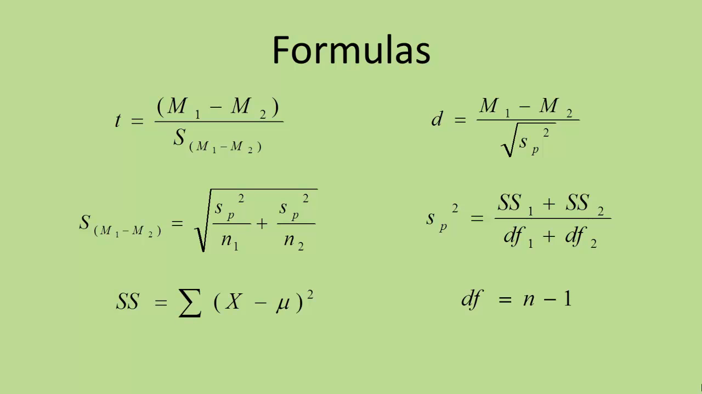And to know the pooled variance, we have a formula for that, and you need the sum of squares and the degrees of freedom. And we have a formula for the sum of squares and a formula for the degrees of freedom. So we have all the formulas that we need to calculate our t. And if you're wondering what that d is, it's Cohen's d, the measure of effect size that we'll be using.